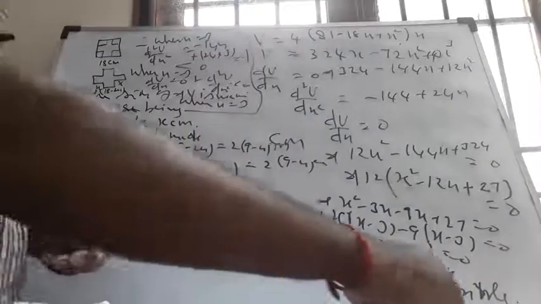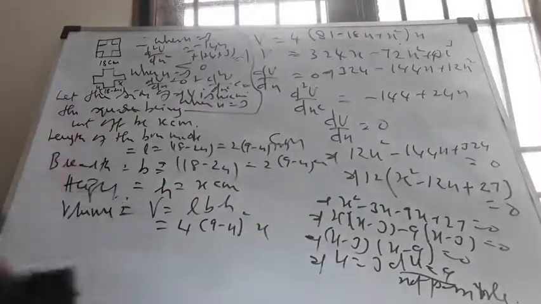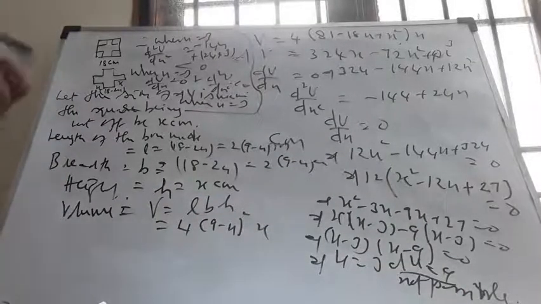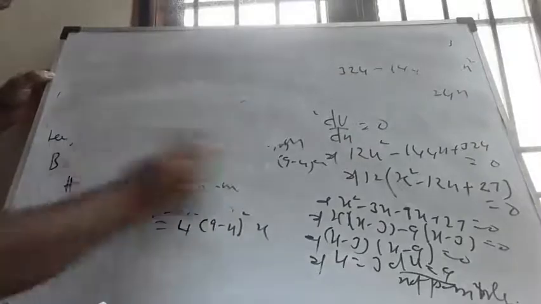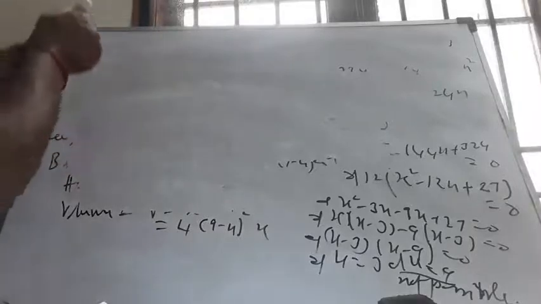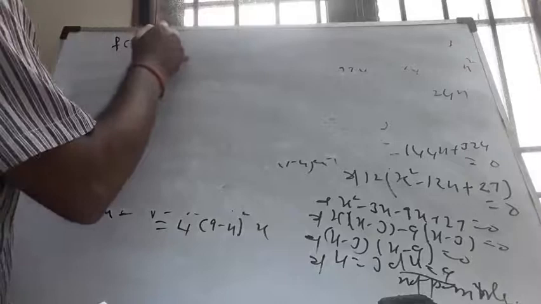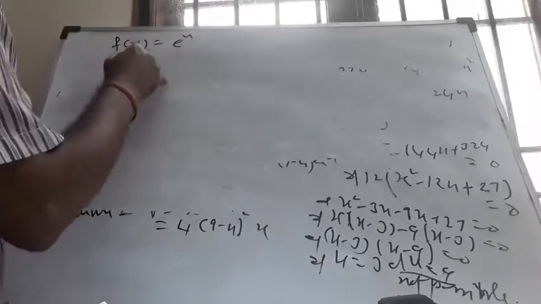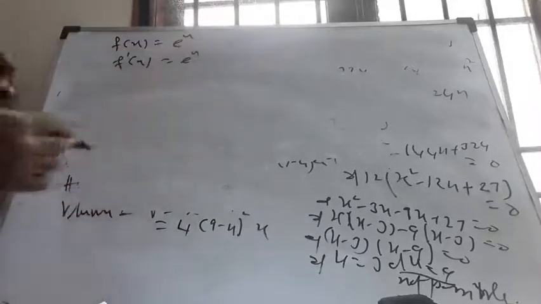Then there is one more problem. Just listen. Show that f of x equal to e power x does not have a maximum or minimum value, that is, it does not have maxima or minima. Just listen. f of x equal to e power x, f dash of x is also e power x.